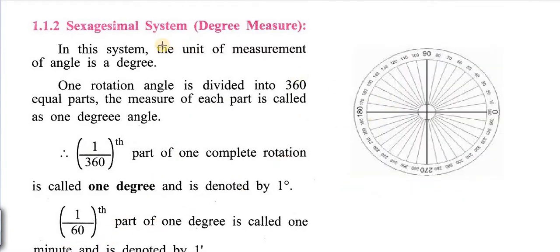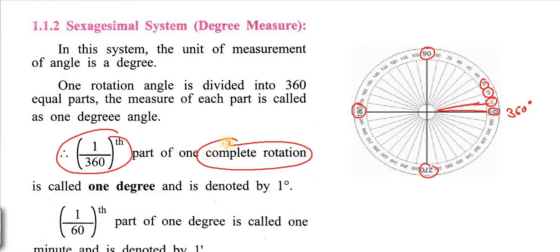Now consider this circle in the diagram. I have divided this circle into 360 equal parts. It's not possible to show every degree over here. So this is 0, and then this is 10 degree, 20 degree, 30 degree, 90, 180, 270 and 360 degrees. Now this division corresponds to 10 degrees, and that is further divided into 10 equal parts. So one part is equal to 1 upon 360th of one complete rotation, and this is defined as 1 degree.